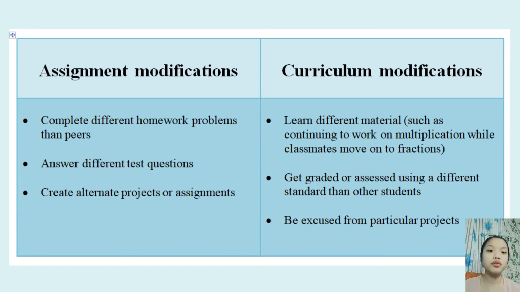So let's move forward to the other column, which is the curriculum modifications. It also has 3 keys. So first, learn different materials, such as continuing to work on multiplication while classmates move to fractions. Then get graded or assessed using a different standard than other students. And lastly, be excused from particular projects.